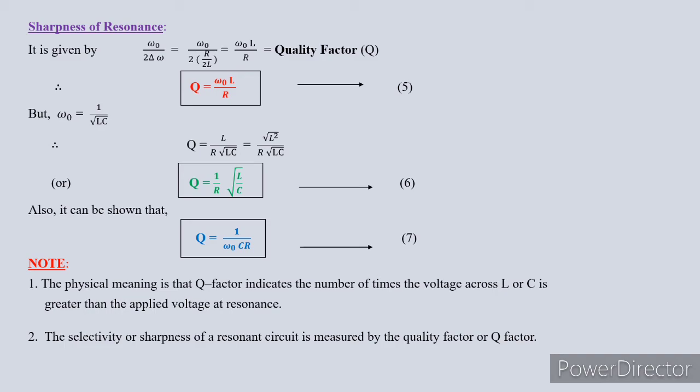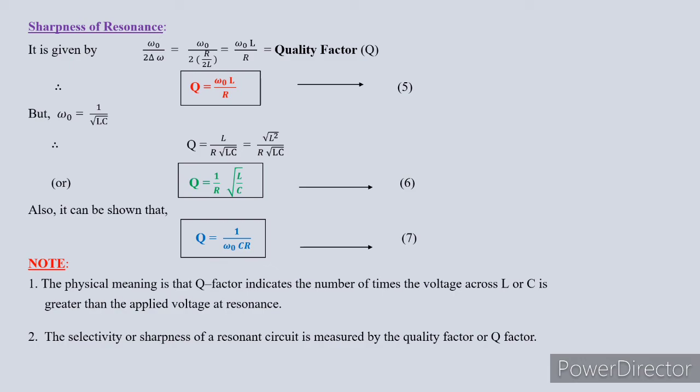But omega naught is equal to 1 by root LC. Therefore, Q is equal to L by R into root of LC. This is equal to square root of L square divided by R root LC, or Q is equal to 1 by R into square root of L by C. This is equation 6. Also, it can be shown that Q is equal to 1 by omega naught CR.